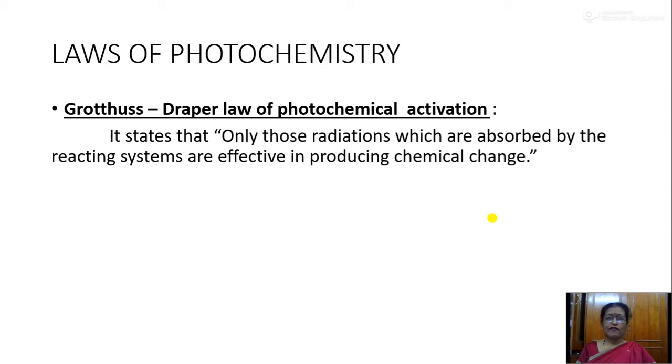Grotthus-Draper law of photochemical activation. It states that only those radiations which are absorbed by the reacting systems are effective in producing chemical change. So during the chemical change, the radiations which are absorbed by the molecules are very effective for a particular chemical change. This is what Grotthus-Draper law of photochemical activation says.